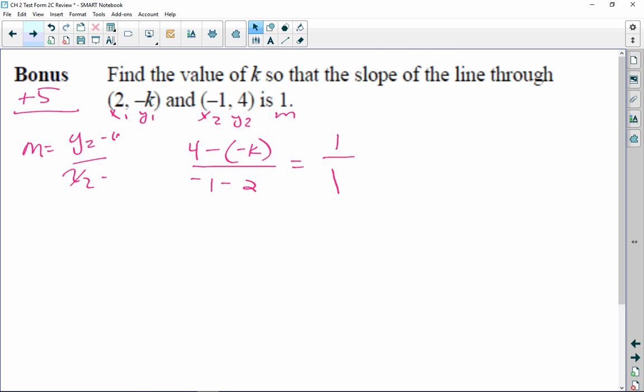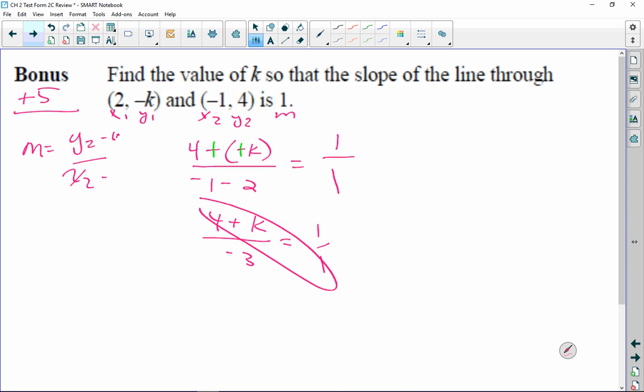And what I mean by that is saying that's a plus plus. It's going to be 4 plus k. And then negative 1 combined with negative 2 is what? Cross multiply. So we got negative 3 equals 4 plus k. Subtract 4 from both sides. Now k is negative 7. Holy cow, that's so easy.